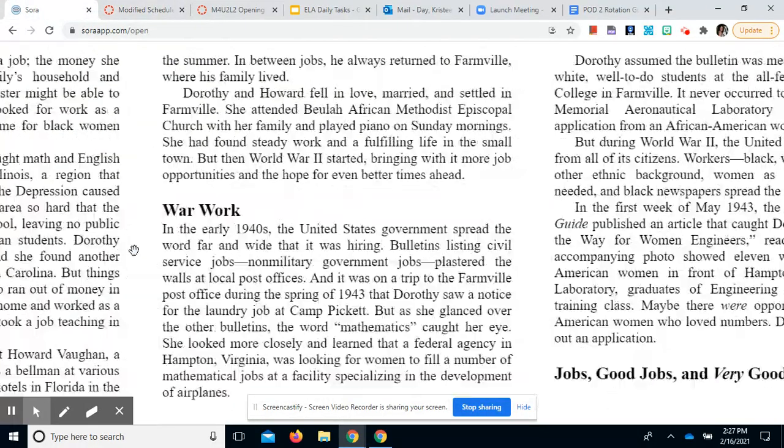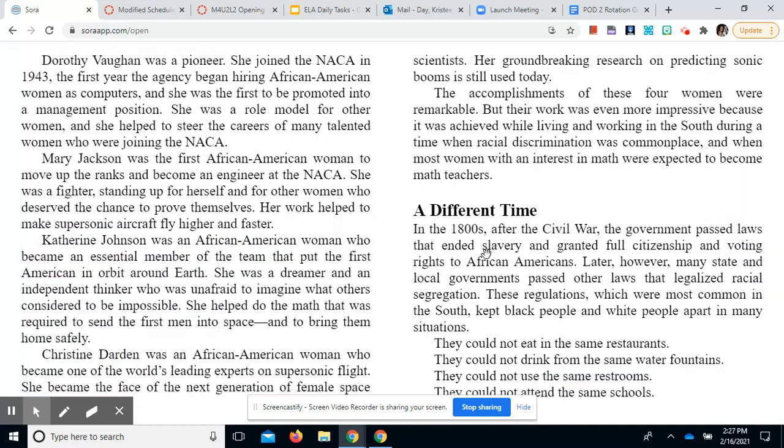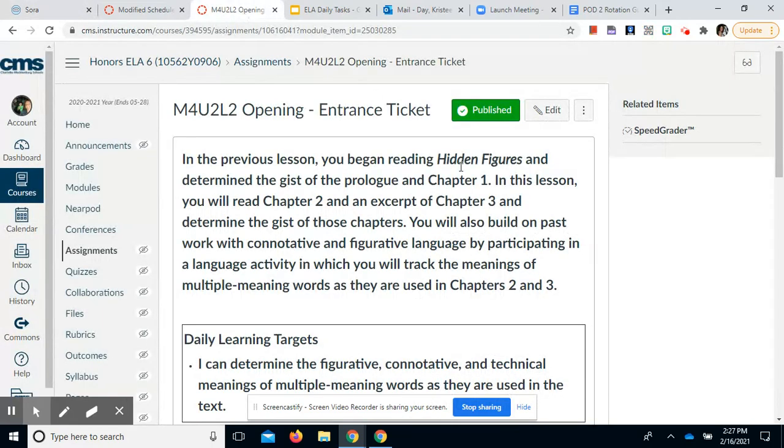So today we read from Hidden Figures. We read chapters 2 and 3. The entrance ticket references these laws that we read yesterday that were the segregation laws, also known as Jim Crow laws. And then today we moved on to chapters 2 and 3. In the book, if you have the book, it starts on page 10.